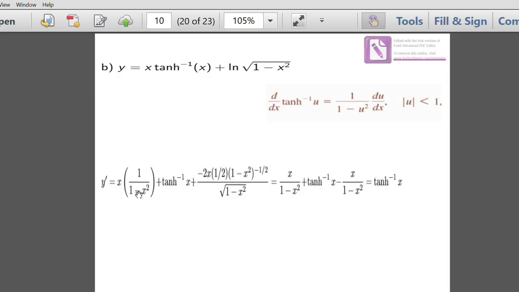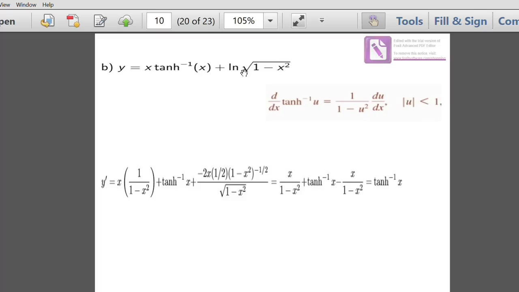So we have 1 over 1 minus x squared multiplied by x, plus the derivative of x, which is 1, multiplied by the inverse of hyperbolic tan x, plus the derivative of ln (1 minus x squared) to the power half. It will be 1 over this part, so 1 over root of 1 minus x squared, multiplied by the derivative of (1 minus x squared) to the power half, so it will be 1 over 2 multiplied by (1 minus x squared) to the power minus half. Then we need to differentiate 1 minus x squared, which is minus 2x.